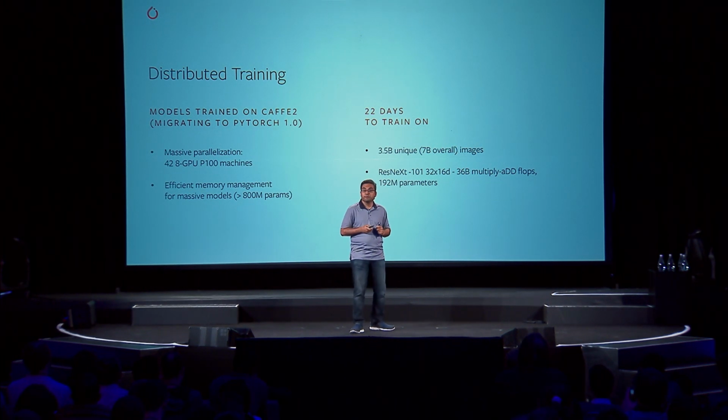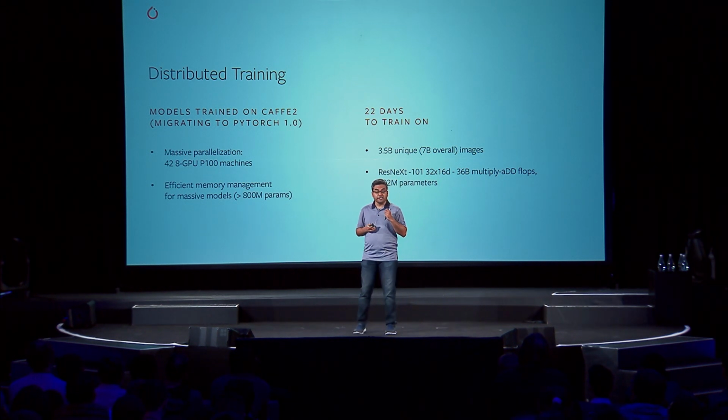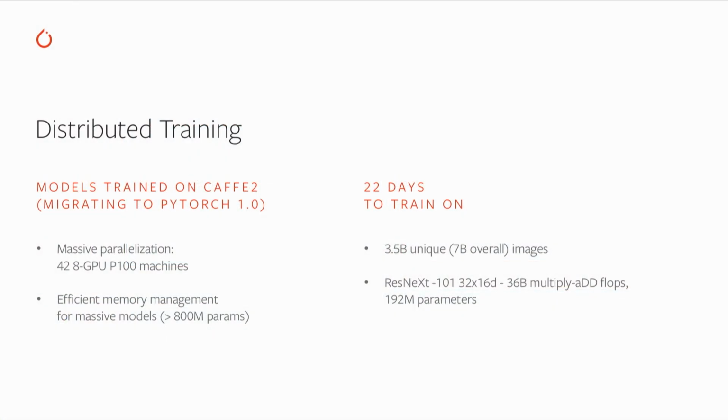I'll briefly talk about the distributed training infrastructure that we use for our training. Our models were trained on Caffe2. We had massive parallelization on 42 8-GPU P100 machines, doing training on around 400 GPUs. Also, to deal with the high-capacity models with millions or hundreds of millions of parameters, we introduced efficient memory management for these models. To give you an example, we were able to train in 22 days on 3.5 billion unique and 7 billion overall images a ResNeXt 101 32x16 model, which has around 200 million parameters. We're also in the process of migrating our training framework to PyTorch 1.0.